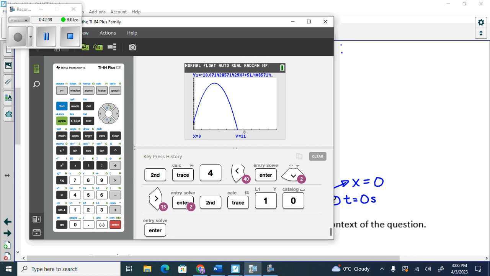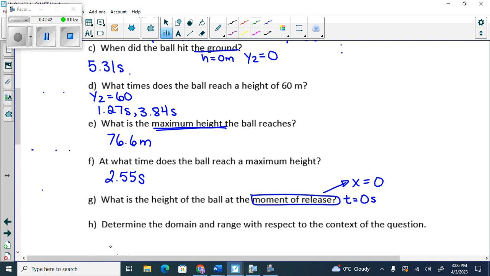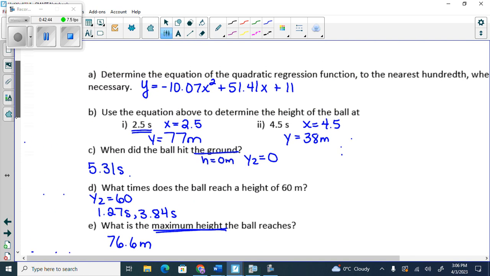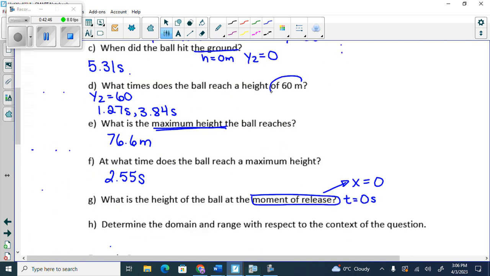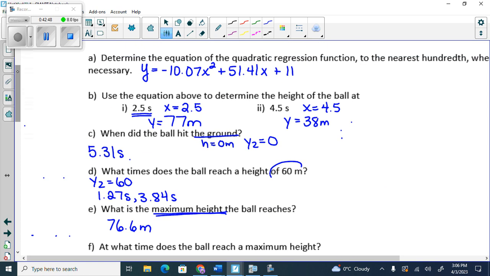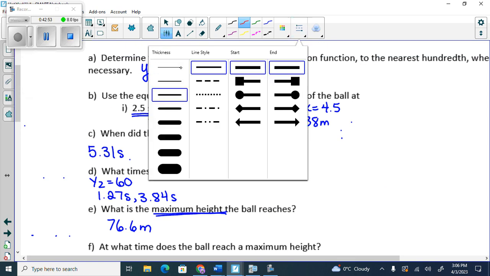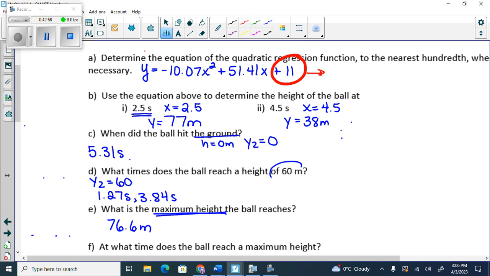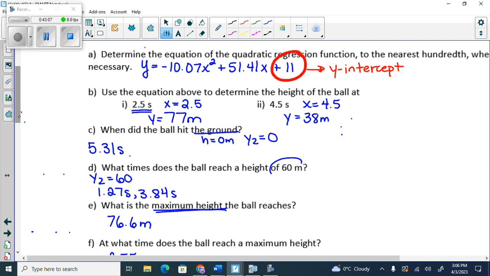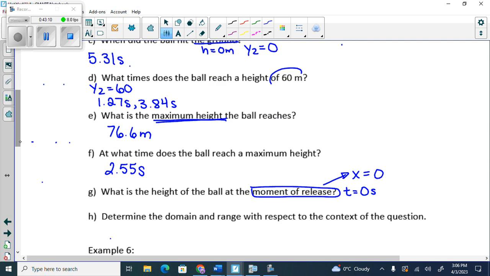Y is 11. Which makes sense, because if you look up at this, what did Mrs. E teach you the constant was? The constant is always just the what? The y-intercept. So you already knew that the y-intercept, the moment of release, was 11. Because it was up there, right? So that 11 is your y-intercept. So here, 11 meters.